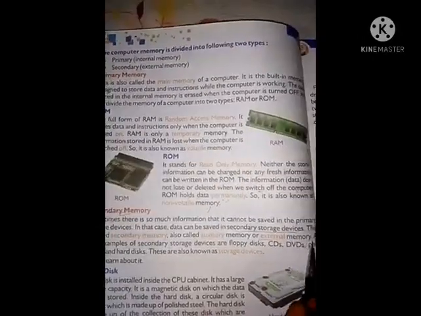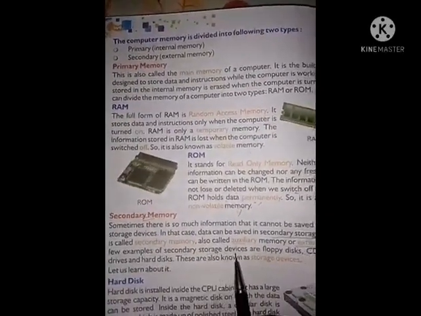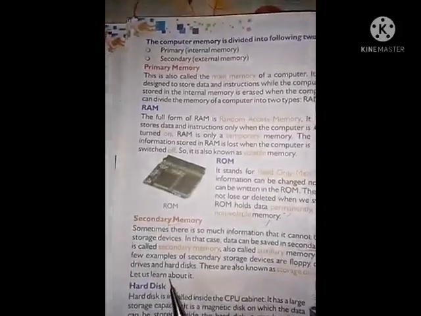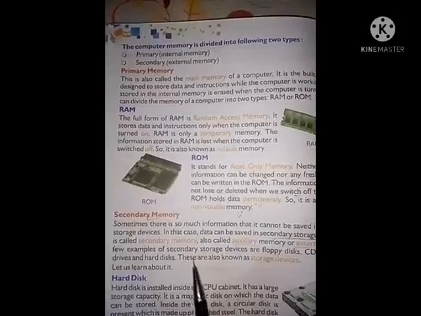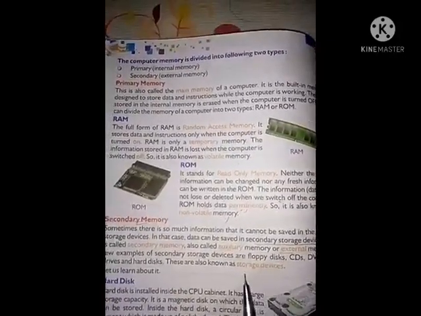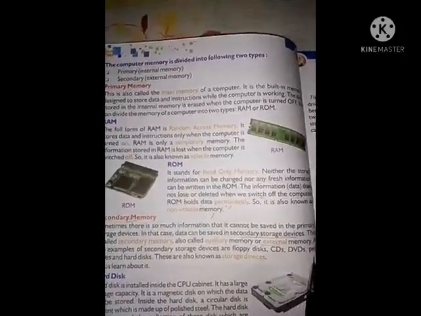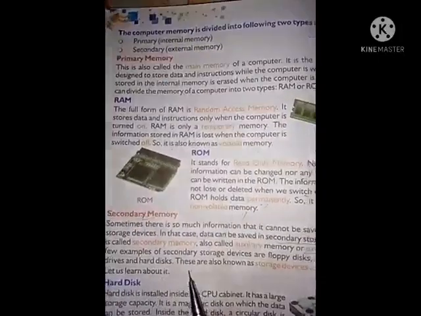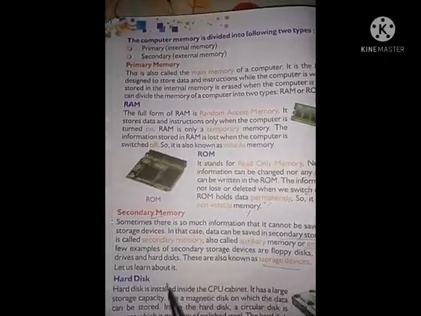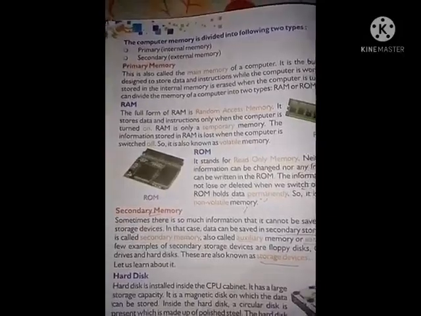Remember this. A few examples of secondary storage devices are floppy disks, CDs, DVDs, pen drives and hard disks. These are some examples of secondary storage devices. They are also known as storage devices. Let us learn about secondary storage devices.